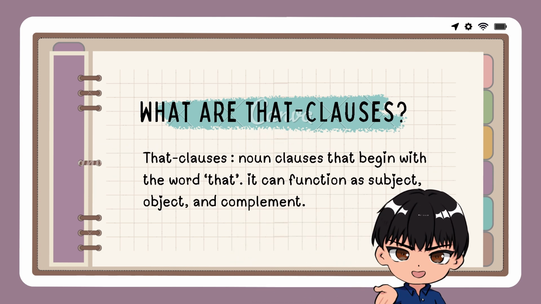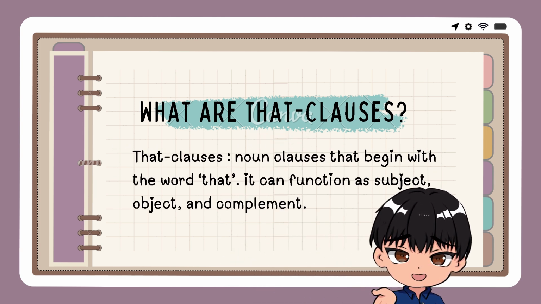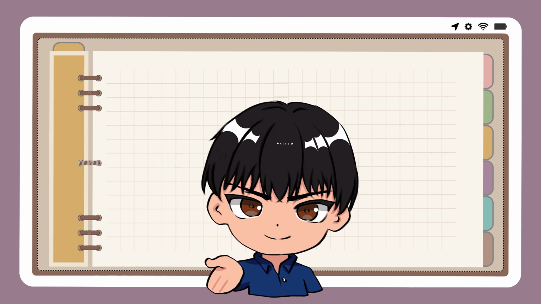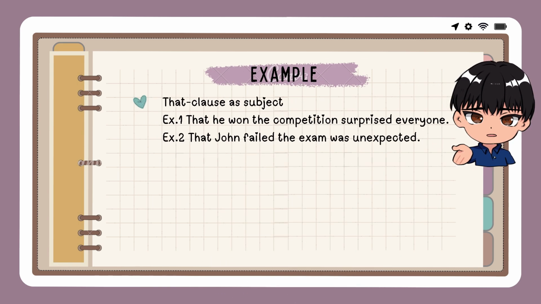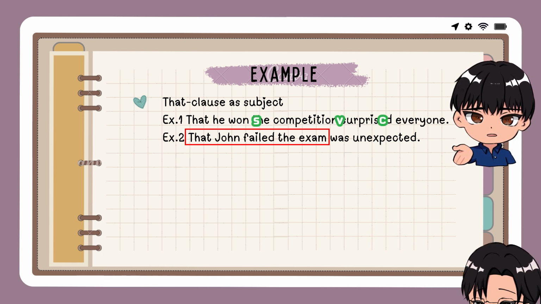What are that clauses? That clauses are noun clauses that begin with the word that. It can function as subject, object, and complement. For example, that clause as subject. Example number 1. That he won the competition surprised everyone. That he won the competition, functioning as subject of the sentence. Example number 2. That John failed the exam was unexpected. That John failed the exam, functioning as subject of the sentence.